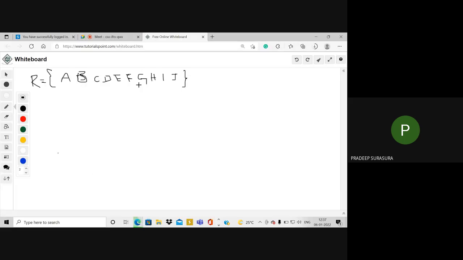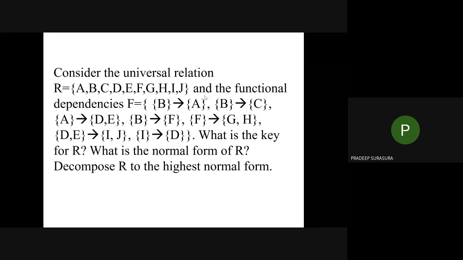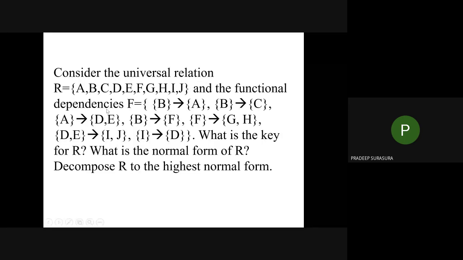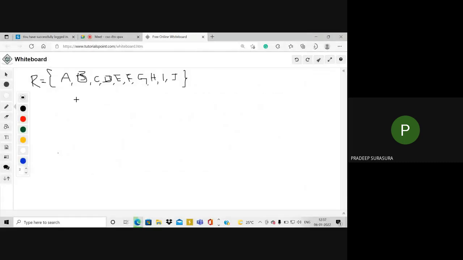So A, B, C, D, E, F, G, H, I, J. Please adjust with the things I'm writing with the mouse. Hope all things are clear. So R is given till J. Subsequent FDs are given like this.